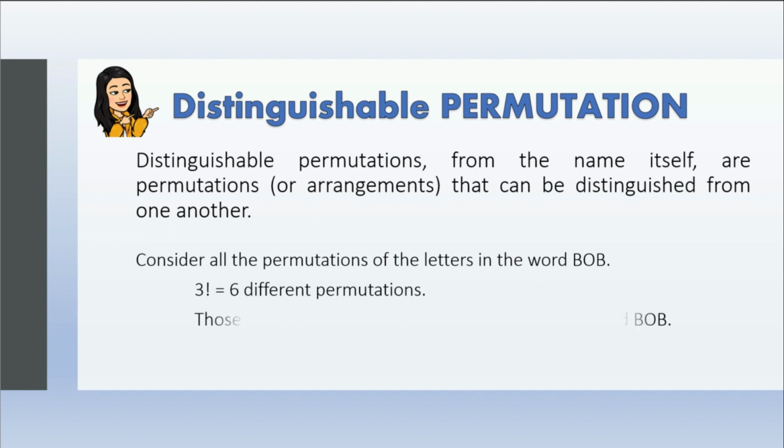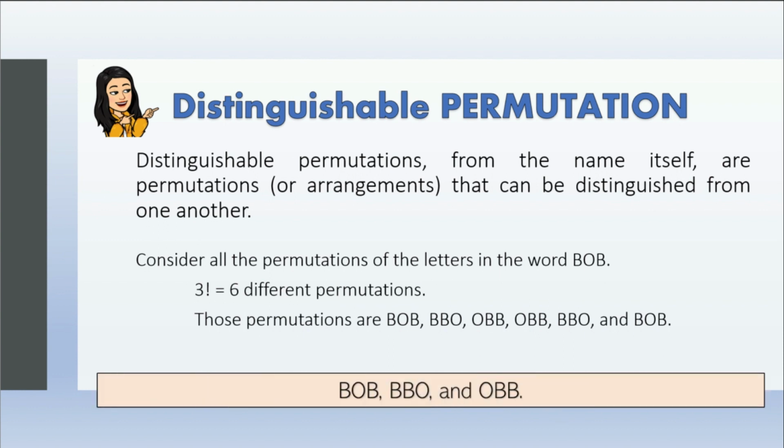And those permutations are BOB, BBO, OBB, OBB, BBO, and BOB. Now, while there are 6 permutations, some of them are indistinguishable from each other. If you look at the permutations that are distinguishable, you only have 3, and those are BOB, OBB, and BBO.